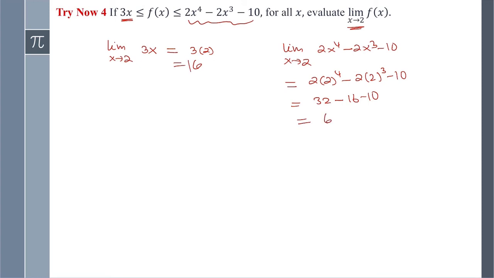So we got 6 for the lower function, 6 for the upper function. Now by the squeeze theorem, okay, so by the squeeze theorem we can say the limit as x approaches 2 of the middle function, which is just f of x, equals 6 as well.